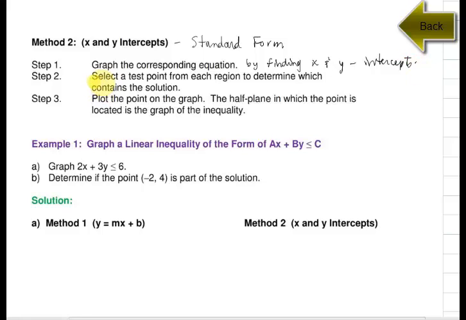Once you have your line graphed, then you are going to select a test point from each region to determine which contains the solution. Whichever one is in the solution region, you are going to plot the point there, and then you will shade in the half plane in which this point is located.